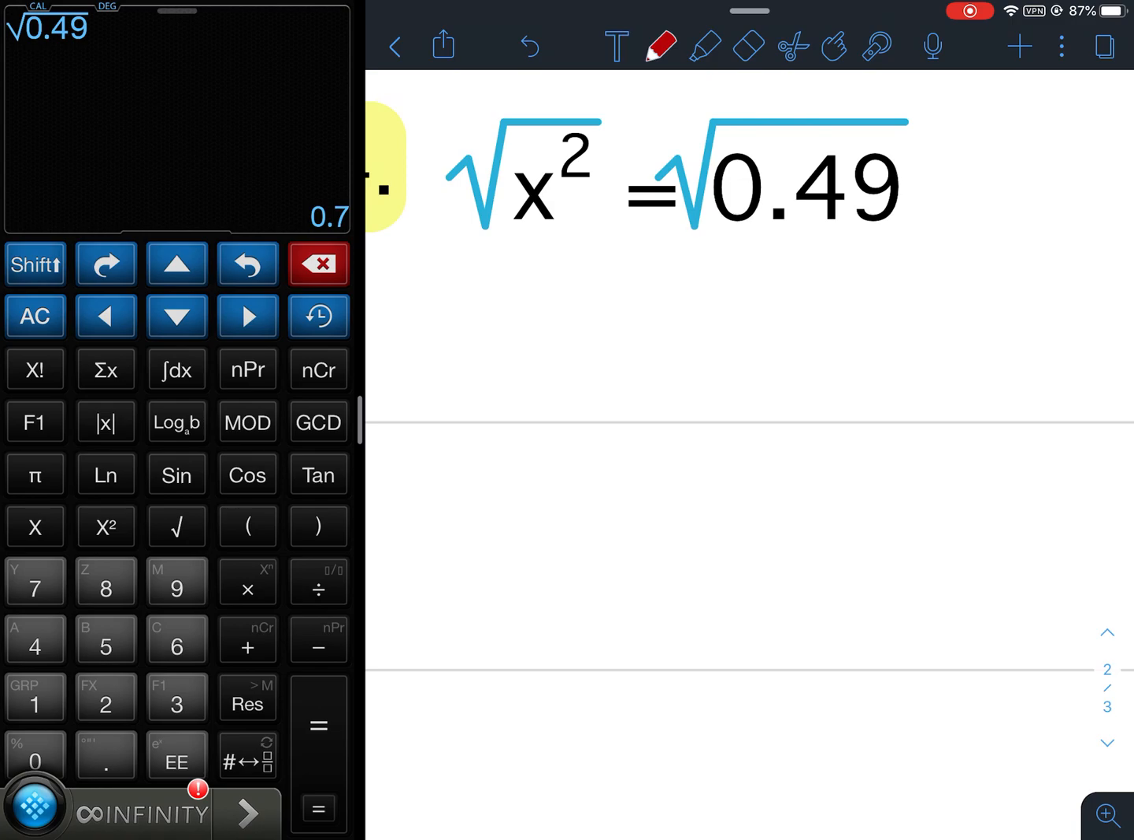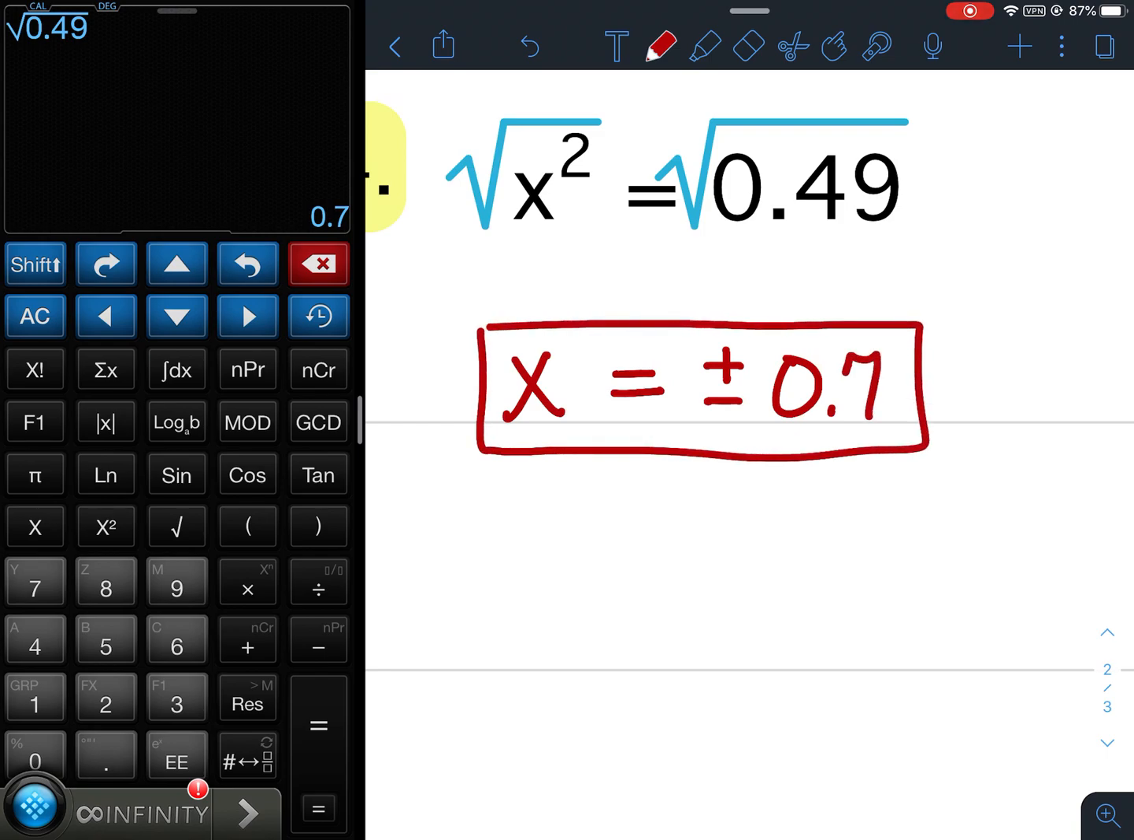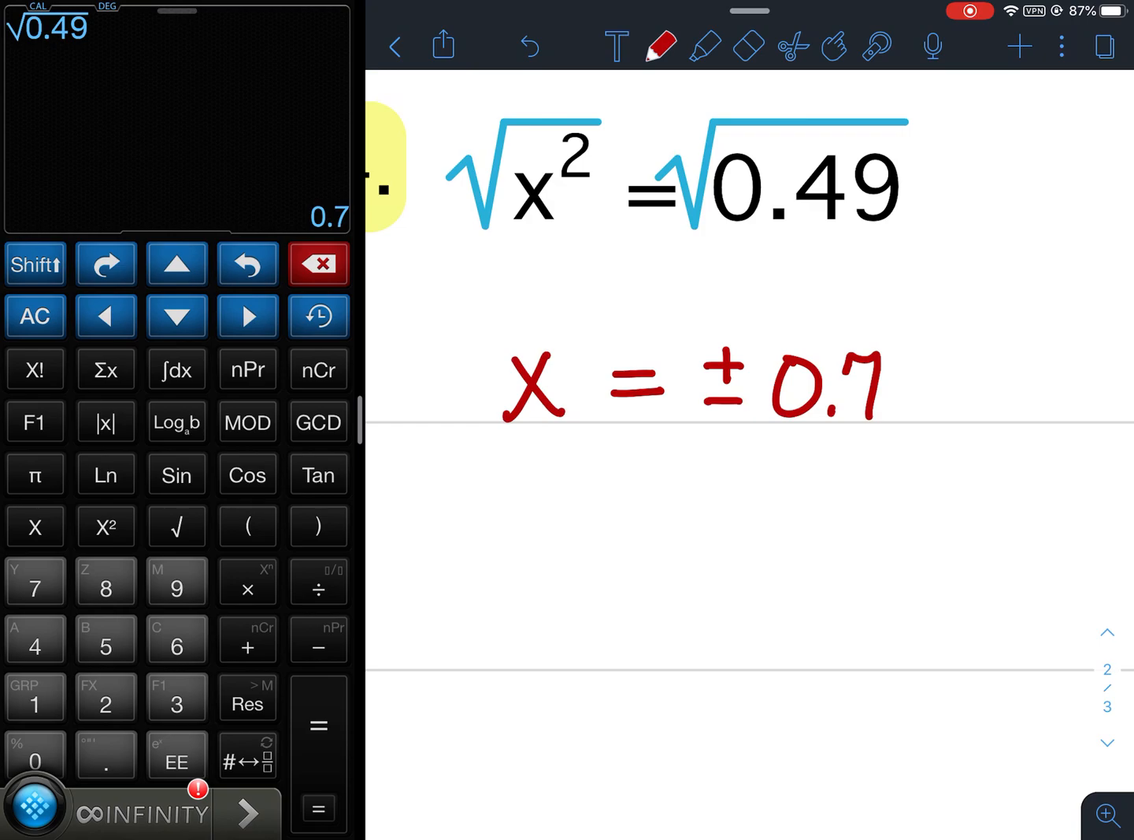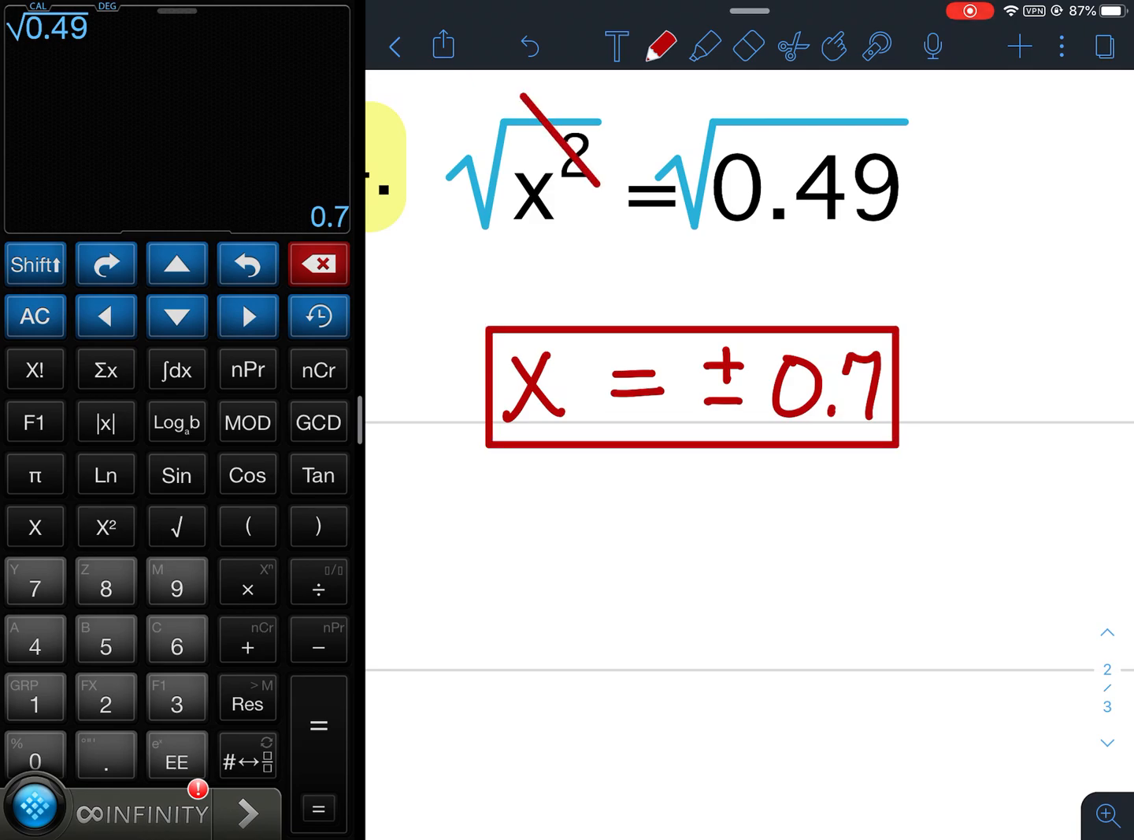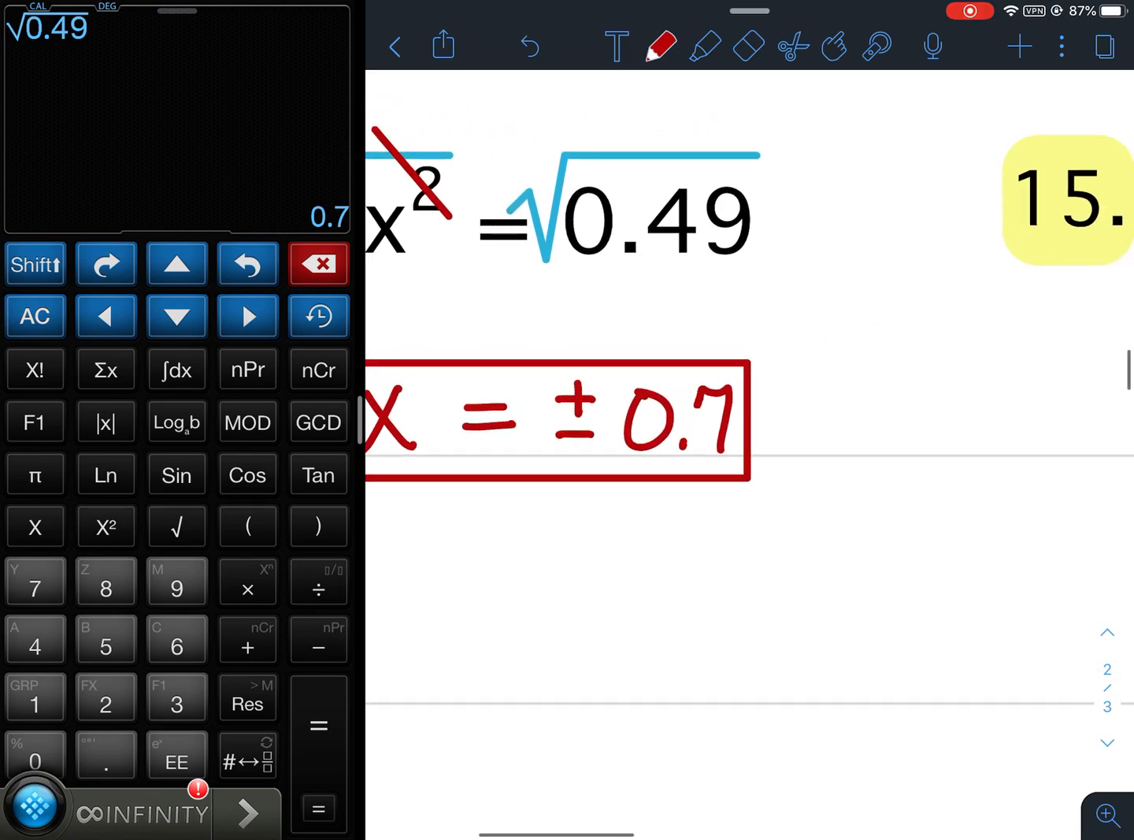So over here, I'm going to put x equals, and because it's a square, I need positive and negative in front of it, and then 0.7. And that's it. That's all I have to do for this problem. I am going to cancel out my square and my square root, but that is it for number 14. So that is a rational answer.